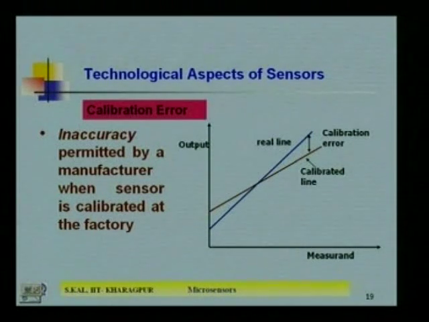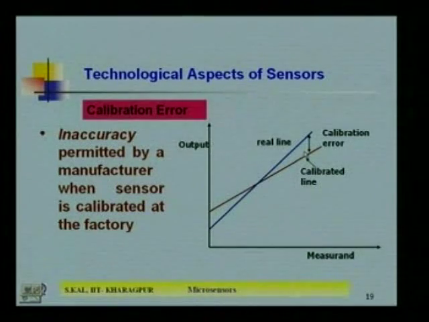You look from this curve where the real line is here, which is basically given by the supplier from the factory. Now, if you calibrate it with some known signal at your laboratory, you are getting this line. So, obviously it deviates from the real line. From the real line to your measured line at the laboratory, that is the calibration error.